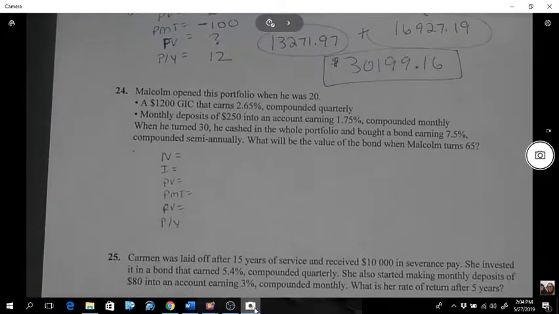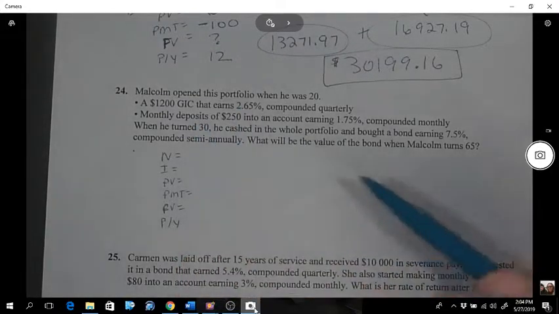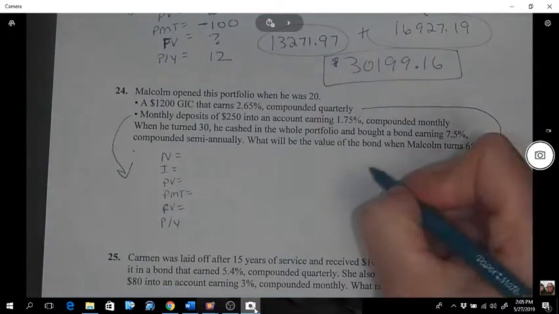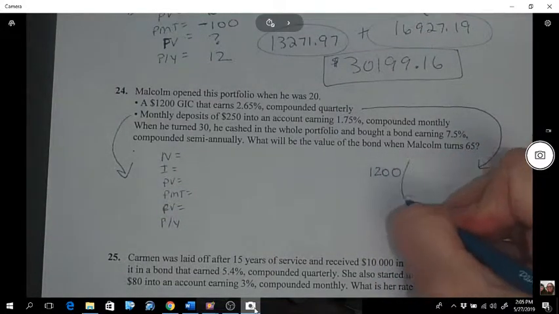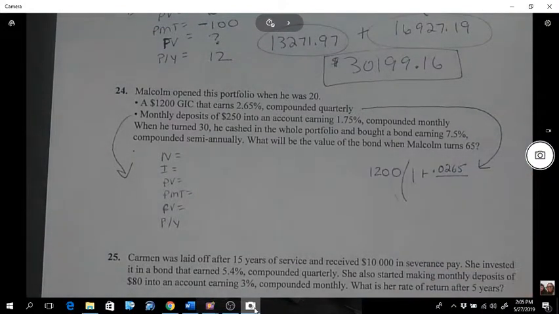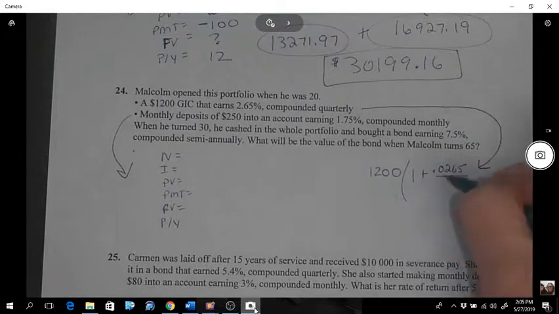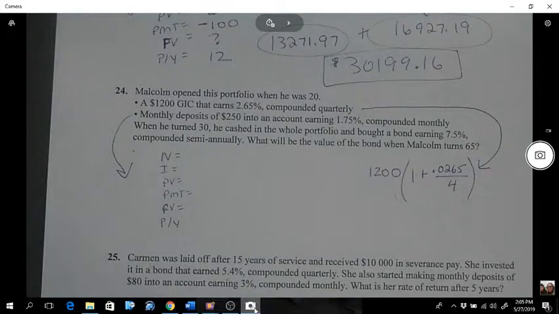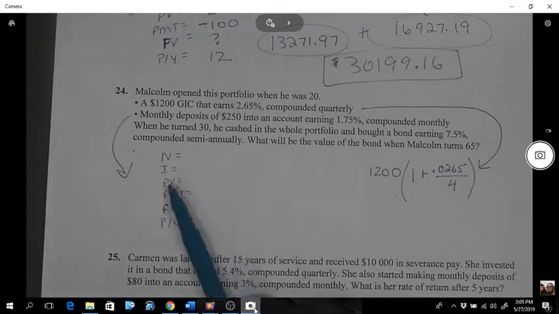Okay, next question. We have a similar thing: a GIC, so that'll be compound interest, and a monthly deposit into our solver. The 1200 is going to earn 0.0265 divided by a compound of 4. We'll have to figure out the time when we read through it all.